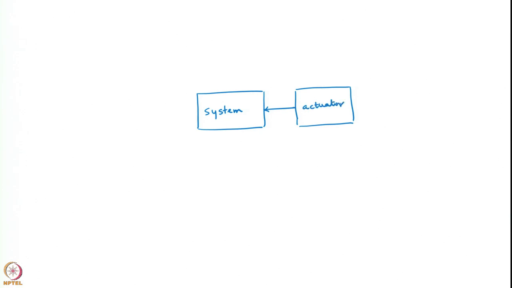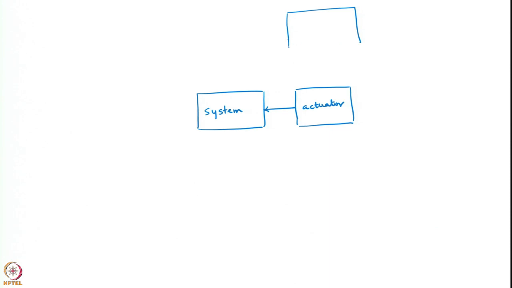So the actuator may be a physical actuator, and that actuator is actually present on the system itself. It is some kind of physical device, say a plunger or an arm or a motor or a gear, which is physically attached to the system. So we can think of this as something that is connected to the system directly, physically.